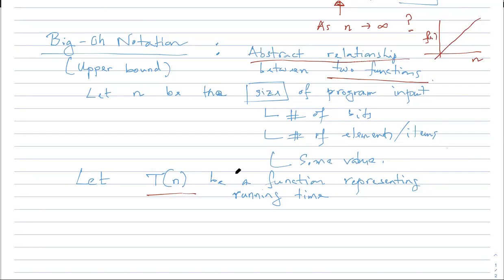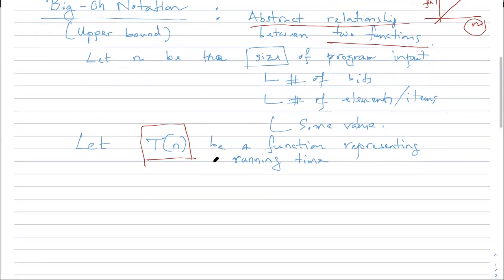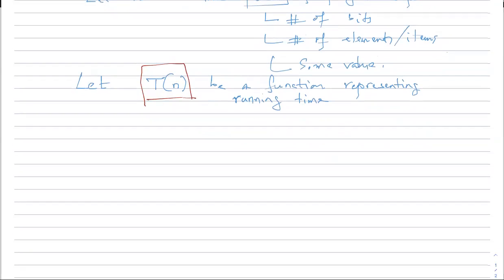So if I'm able to establish a relationship between T of n and a linear function, then I know the characteristic of the growth of that function as n increases. And therefore, I'm interested in establishing this relationship between this running time function and another function whose growth I can reason about. I hope that is clear.